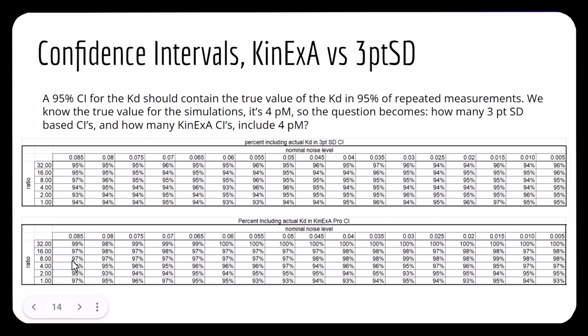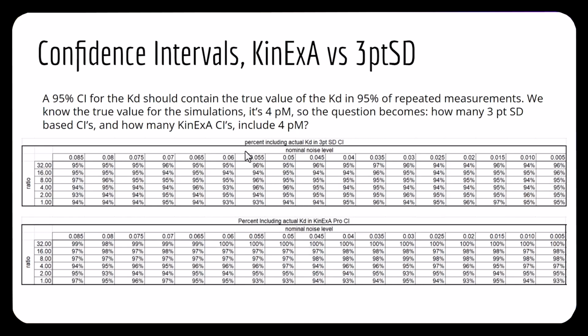And I went back and looked at how many of the confidence intervals reported in the KinExA Pro included the true value, which I know in this case because it's simulation. The true value here is 4 picomolar. I'm recording here for each noise and ratio combination, and each of these points represents 1,000 simulations in this table. You can see here that it's running between 93 and 100%. The average, which I haven't shown here, is about 95 or 96%. I think this is a pretty good estimate of a 95% confidence interval.